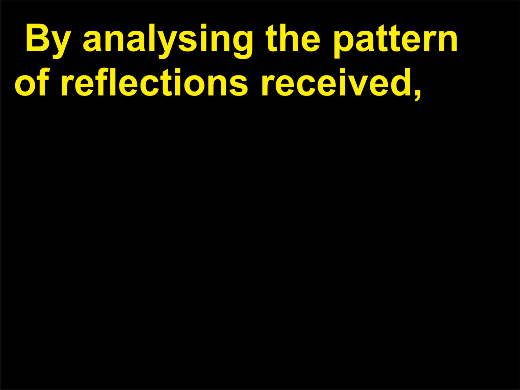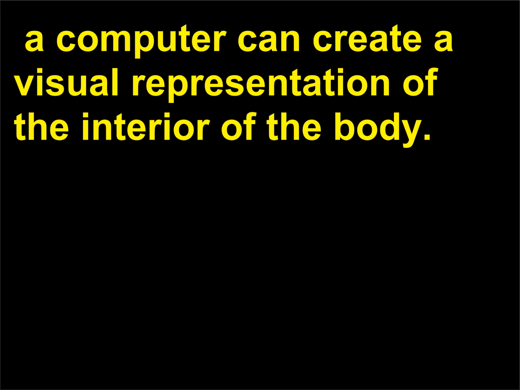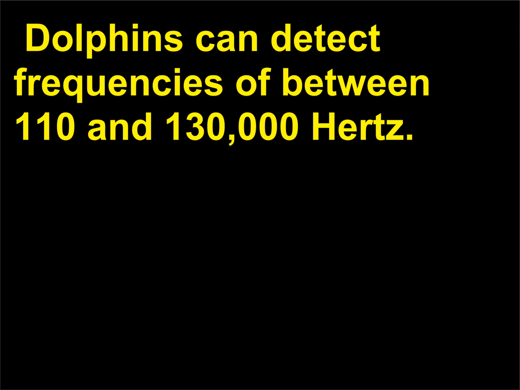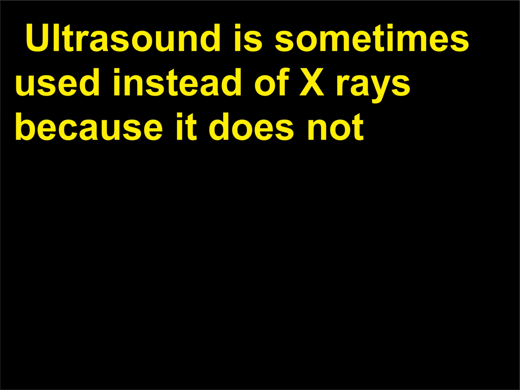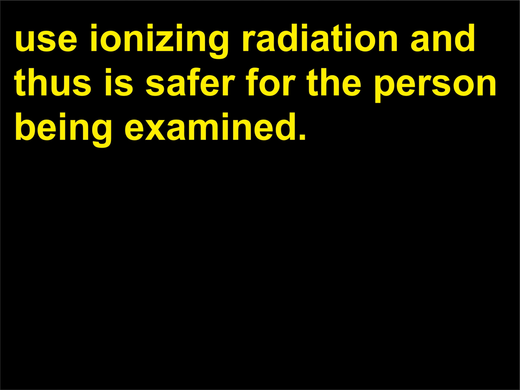By analyzing the pattern of reflections received, a computer can create a visual representation of the interior of the body. Dolphins can detect frequencies of between 110 and 130,000 Hz. Their hearing is over 6 times more sensitive than that of a human being. Ultrasound is sometimes used instead of X-rays because it does not use ionizing radiation and thus is safer for the person being examined.